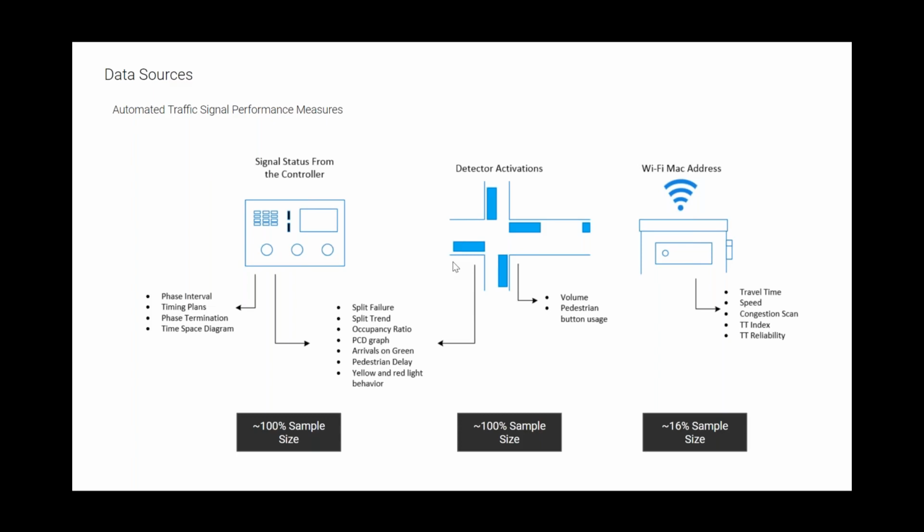Then next is the detector activation. So whether it's video detection, loops in the ground, radar, whatever it may be, this gets inputted to the traffic controller. So again, while we're reading from the traffic controller, we're also combining the detection inputs and the signal status, and that actually allows us to drive some of the major feature sets like split failures, split trends, occupancy ratios, all in relation to the signal status.